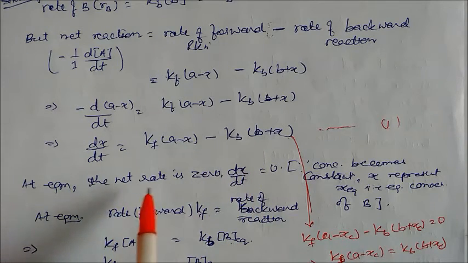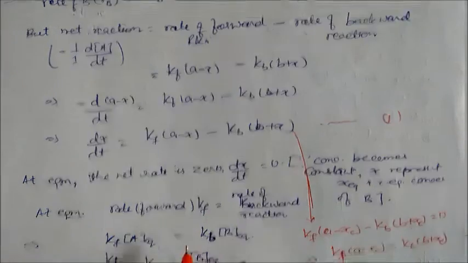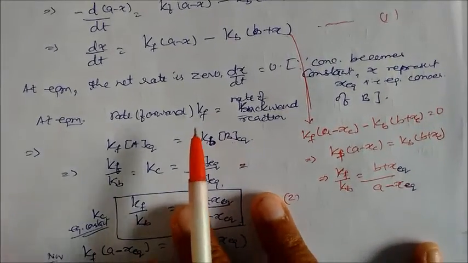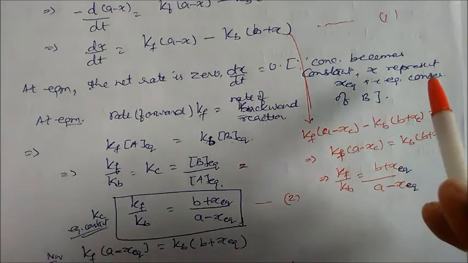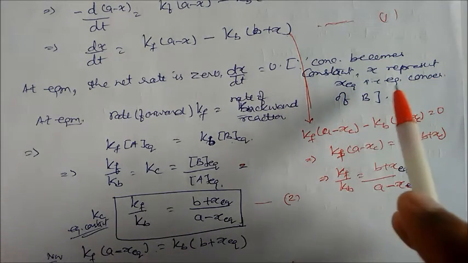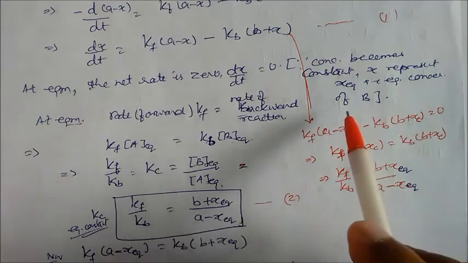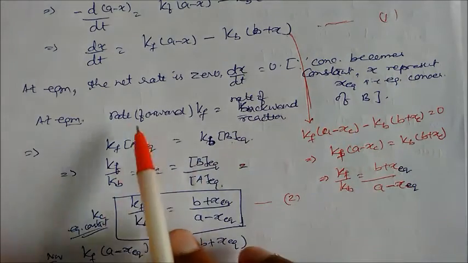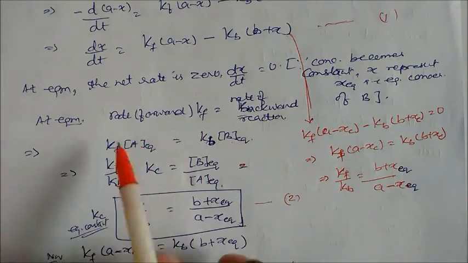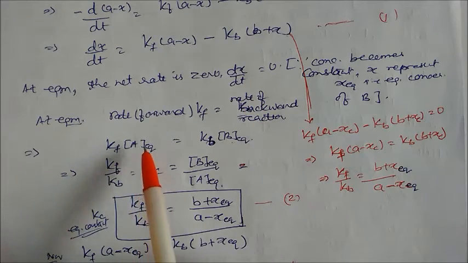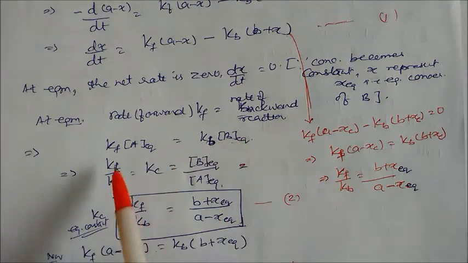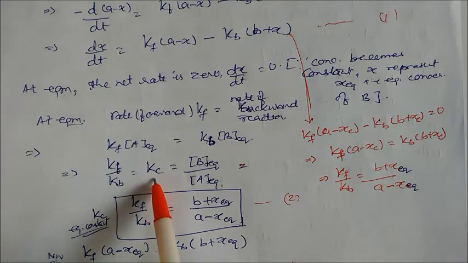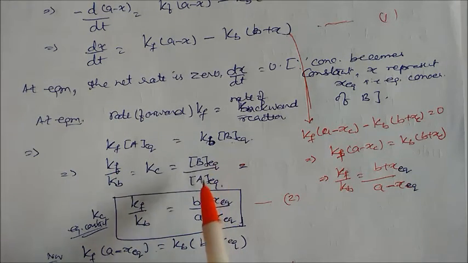So at equilibrium the net rate is 0, so we can take dx by dt equal to 0 because the concentrations become constant, and x represents the equilibrium value. So the rate of forward reaction equals the rate of backward reaction at equilibrium. So Kf into A equilibrium is equal to Kb into B equilibrium. We can write Kf by Kb is nothing but Kc, and this is equal to B equilibrium by A equilibrium. Already we have seen this.